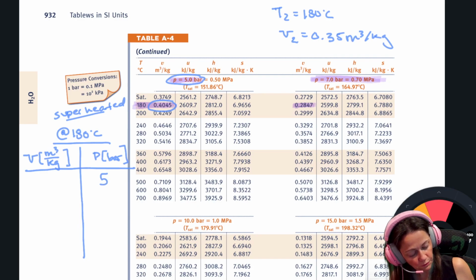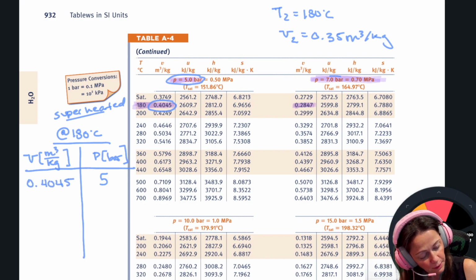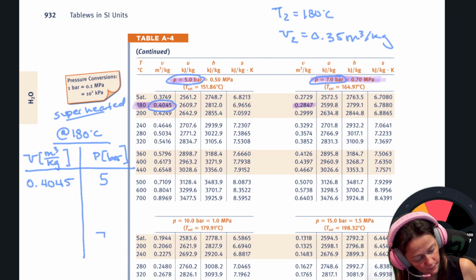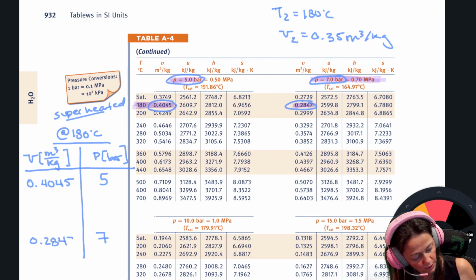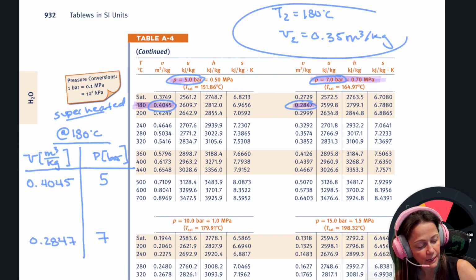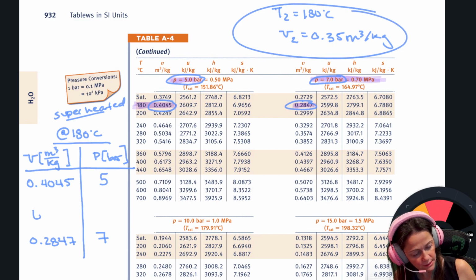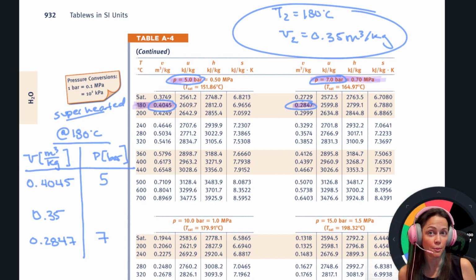So if the pressure were 5 bar at 180 degrees Celsius, my specific volume would be 0.4045. If my pressure was 7 bar, then my specific volume would be 0.2847. But I am at 180 degrees Celsius and a specific volume of 0.35. And so I need to interpolate between those values.